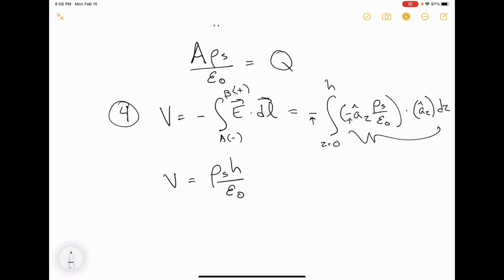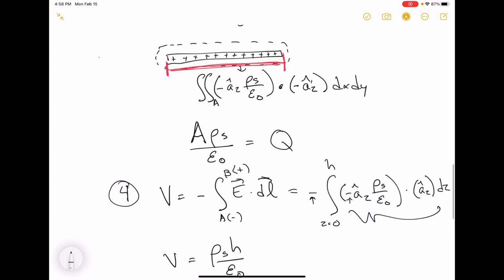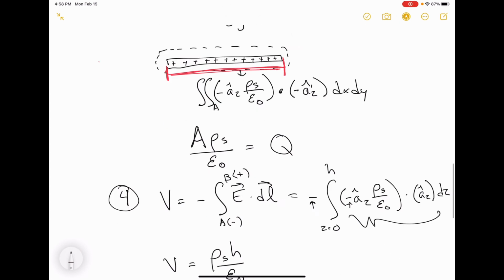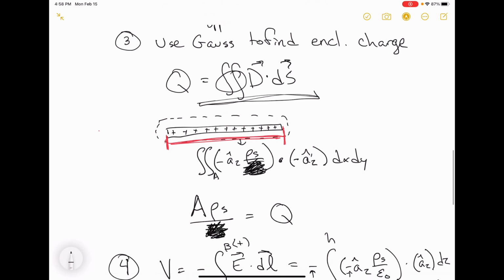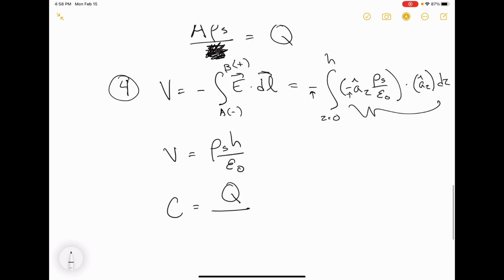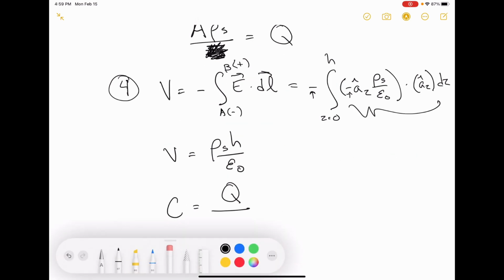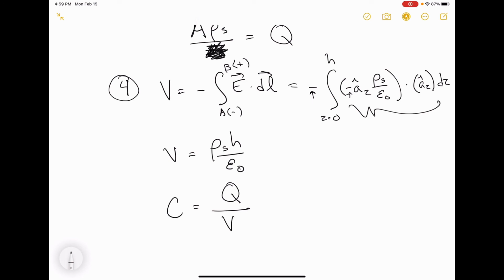Then the capacitance is the charge divided by the voltage. Oh, up here, this is not true because the thing that I used in my electric field integral was E, not D. This epsilon naught should not be there. It should just be area times rho. Excuse me. Okay, so the capacitance is the charge divided by the voltage, which is area times the surface charge density here.